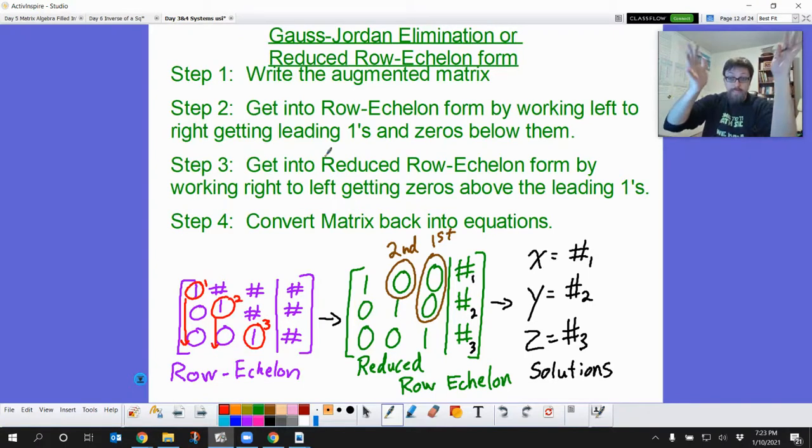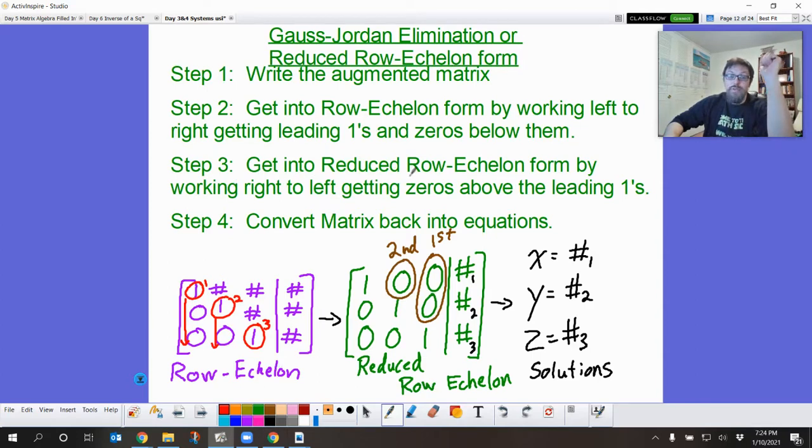So if there's something to write down, it's really this. You're going to get into row echelon form, which is what I was just talking about. From left to right, getting leading 1s and zeros below it. So if you did a 3 by 3, you get a 1 right here, zeros below. 1 right here, 0 below, and 1 right there. You've made your way down the staircase. You are in row echelon form. However, you haven't solved your system yet.